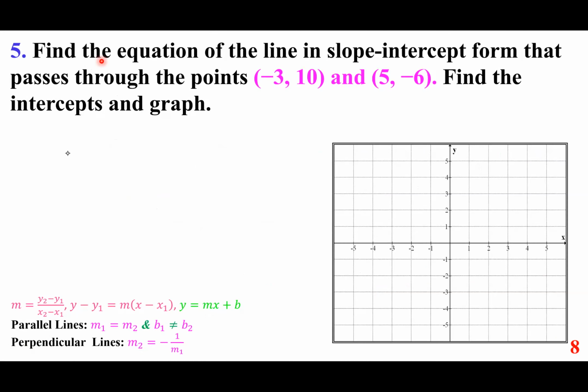All right, we want to find the equation of the line in slope-intercept form that contains or passes through these two pairs, -3, 10, and 5, -6. And we want to find the intercepts and we want to graph it. By the way, as far as graphing is concerned, you can use those two pairs and graph. But the difference is if you have the intercepts, it's a little bit more precise normally.